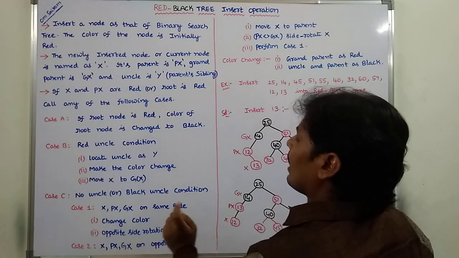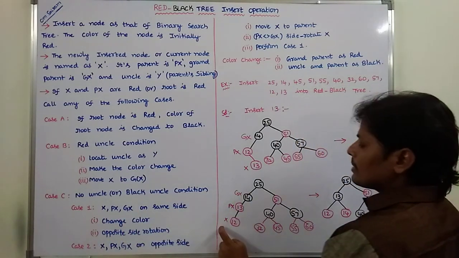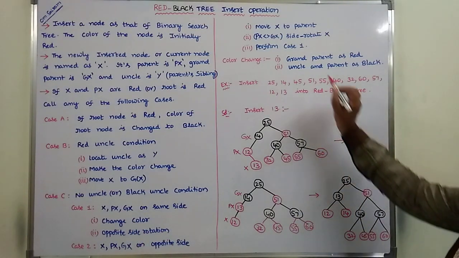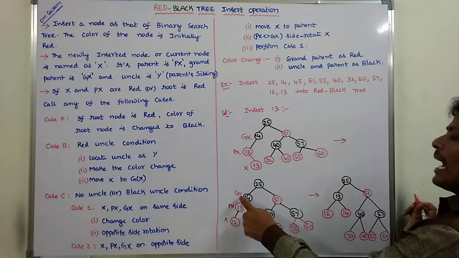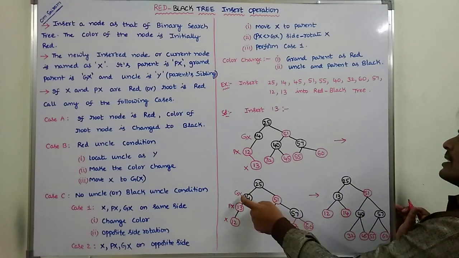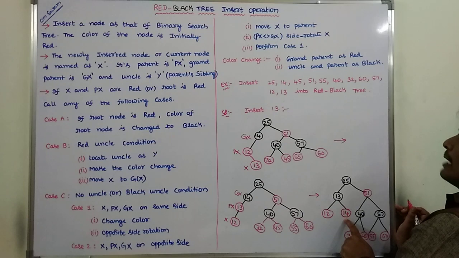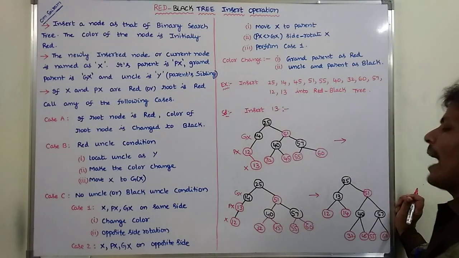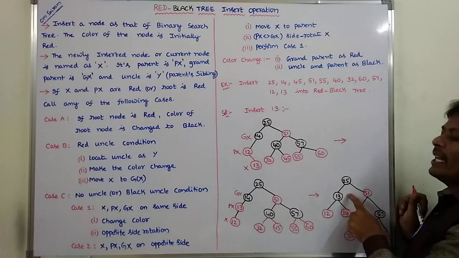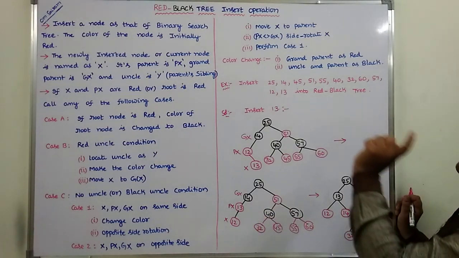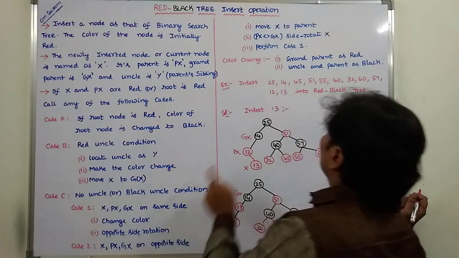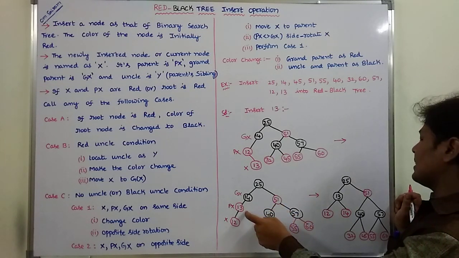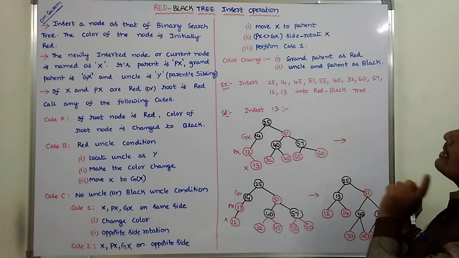In the case 1, x, px, gx on same side, change color. So change color means grandparent as red. So grandparent is 14. 14 can be changed as red. And uncle and parent as black. Parent as black. Okay. So after performing this one, but uncle is not there. So only parent is there. Parent can be changed as black. 13 can be changed as black.